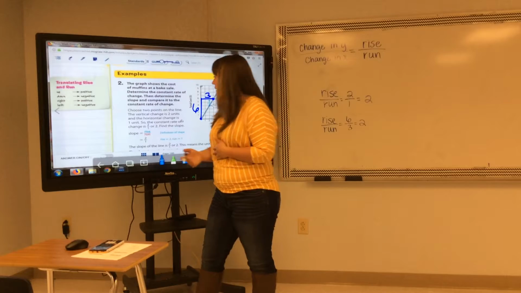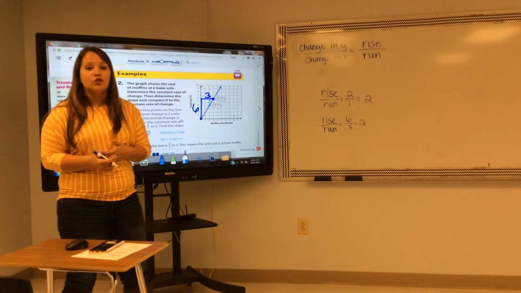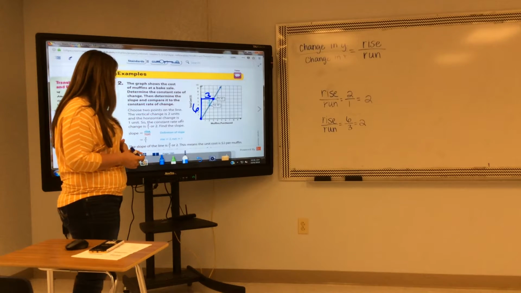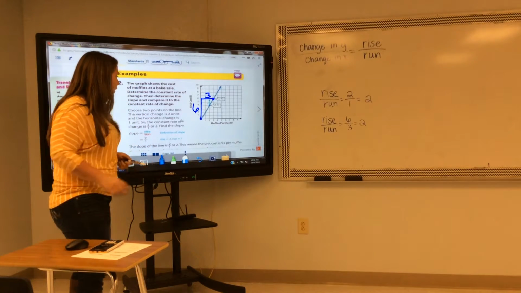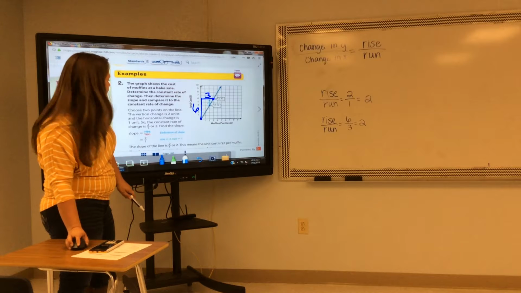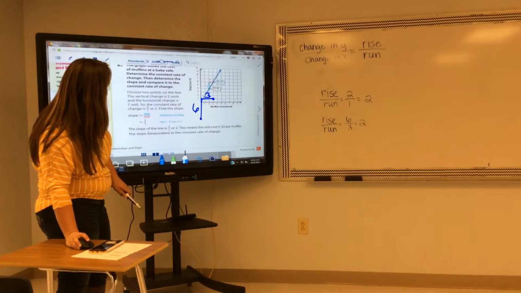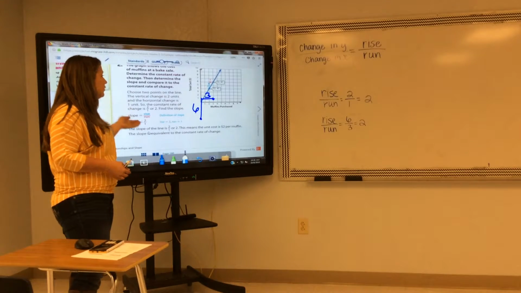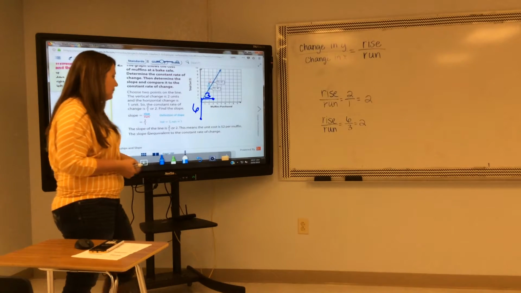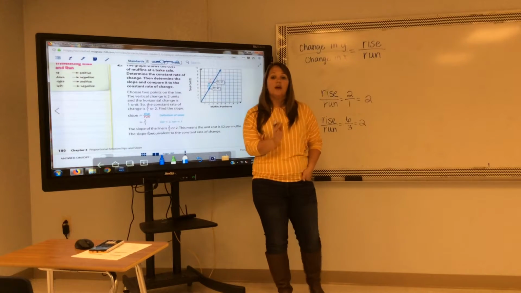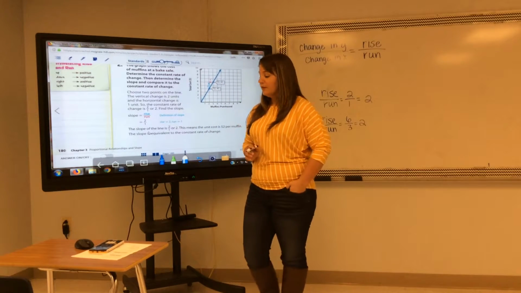It is the same. So any point that you choose will work out to give you the same answer. So my slope was 2/1, which means that's $2 per muffin. And then they've gone through and showed you that the constant rate of change is the same. All I need you to do is find it, and you can tell me that slope and constant rate are the same. Okay?